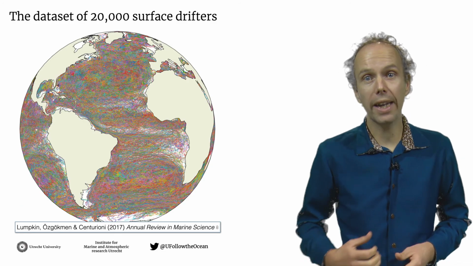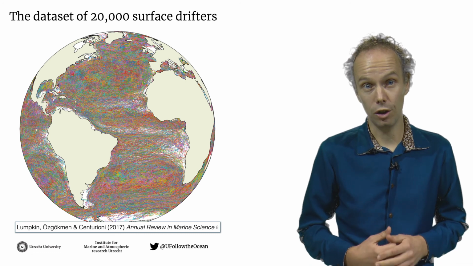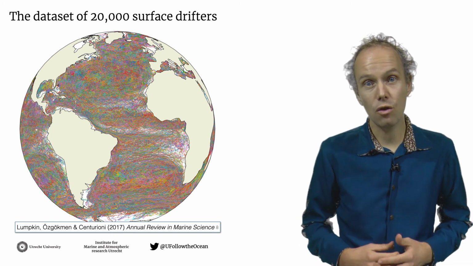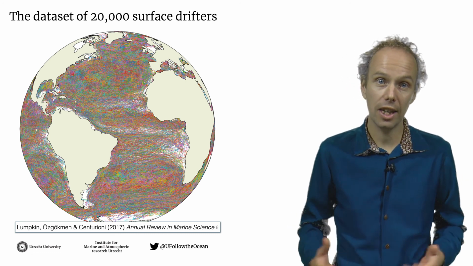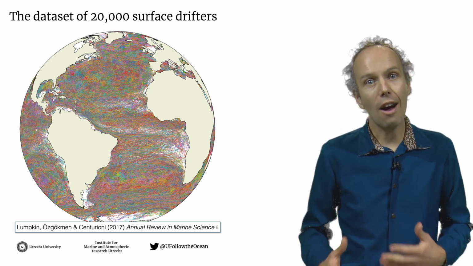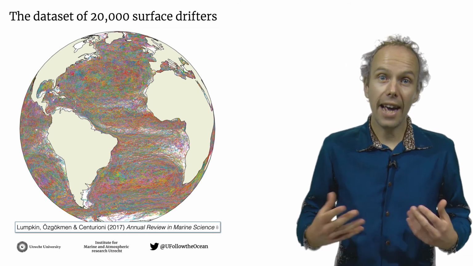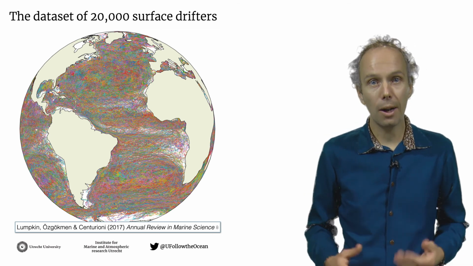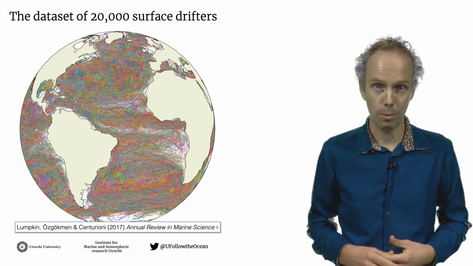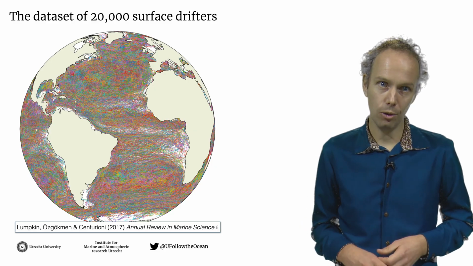What you see in this spaghetti plot are the trajectories of drifters floating on the surface of the ocean. These drifters are GPS tracked and transmit their location every 6 hours via the satellite. In total, there are 20,000 of these drifters, and they cover the entire globe. This dataset has taught us a lot about where ocean currents transport plastic, but the drifters don't tell us why they move the way they do.